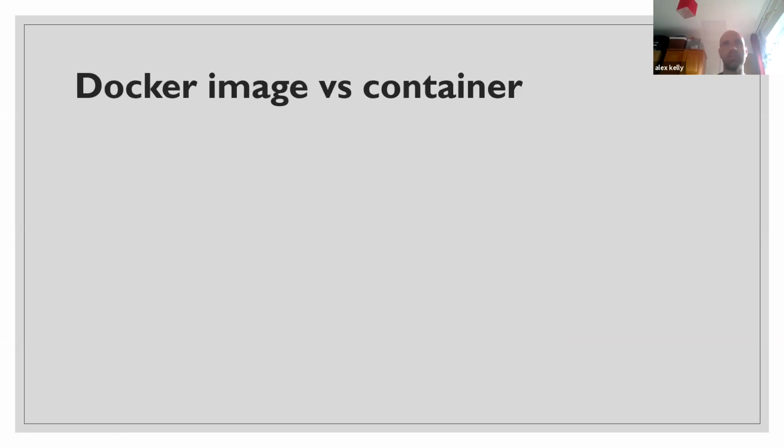So a Docker image is the core image. The container is an instance of that image. If you think about object-oriented programming, you can think of the Docker image as the main object, and an instance of that is the container.